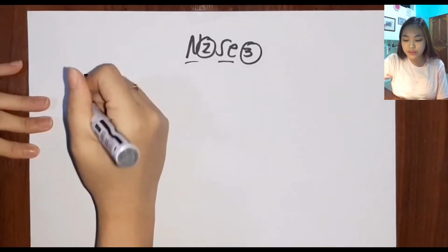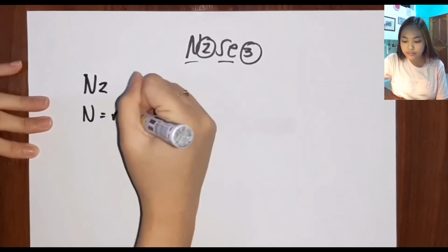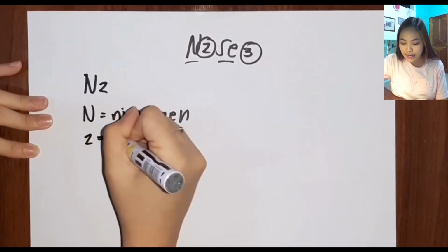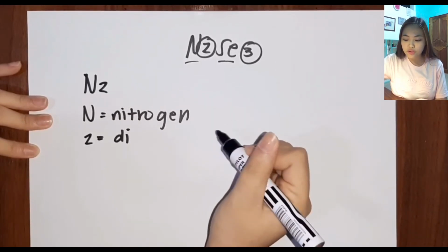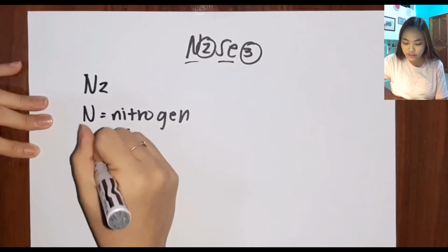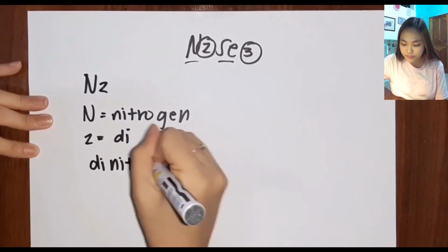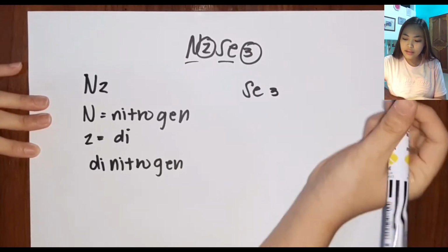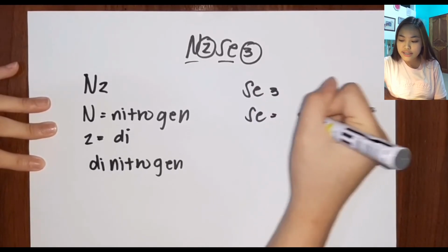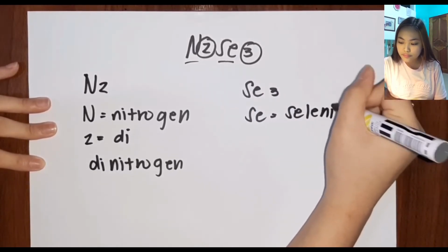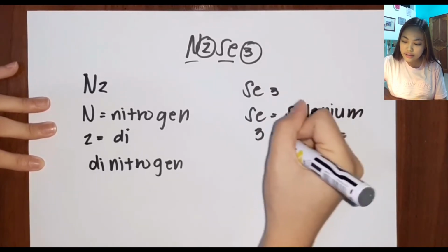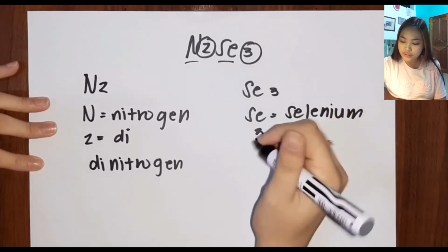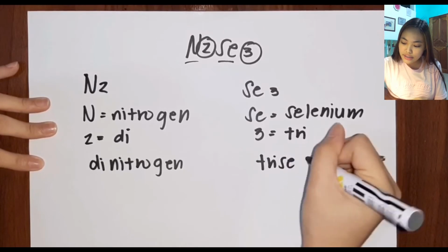So, let's start with N2. The element for the symbol N is nitrogen, and the prefix for the number 2 is di. If we combine both of those together, we will have dinitrogen. Next, let us have Se3. Se stands for selenium, and the 3 is tri. If we combine both of those together, we will have triselenium.